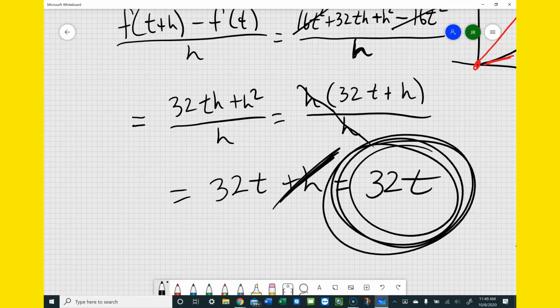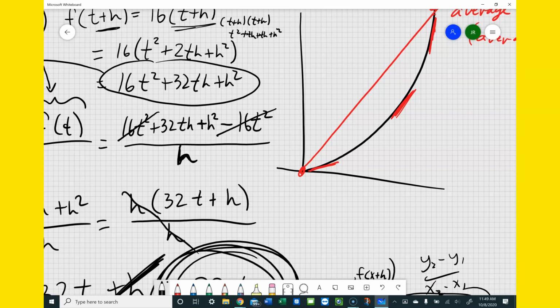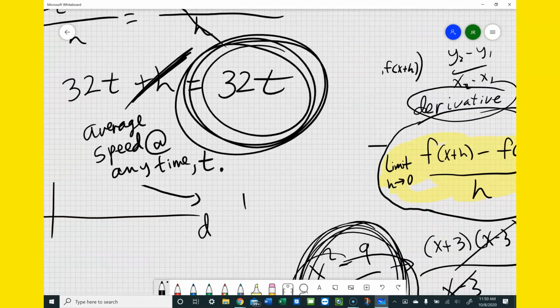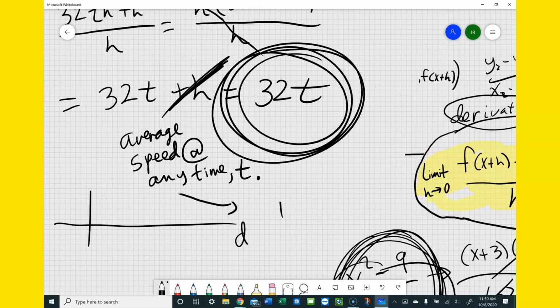32t gives me the average rate of change, in this case the average speed, at any time t. So I can now know the average speed of this curve. Not the average, I can know the instantaneous. That's what I meant to say. The magic here is that this is not an average anymore. This is the instantaneous rate of change, in this case, speed.